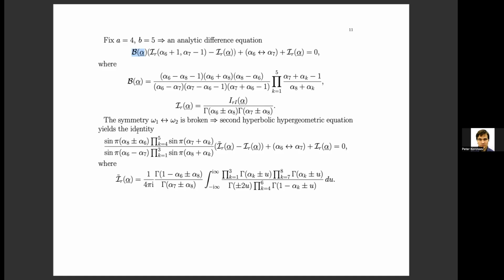So here's the identity which emerges from the second hyperbolic equation. It's now the relation not for one particular function, but between 2 different functions. So the tilde I emerges here, and that tilde I is given by this integral. You see the difference between this and these integrals: for this, I had only 2 gamma functions in the denominator, and here for tilde I, I have 3. So there is a certain flip of gamma functions, and structurally, it's a different object.